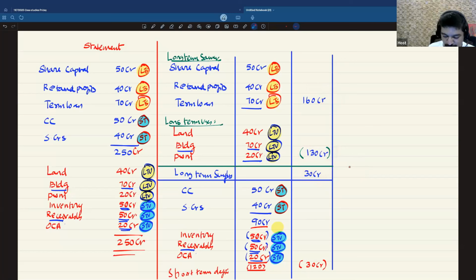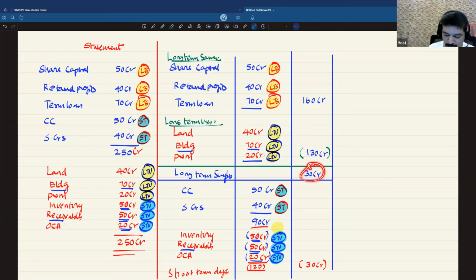For that, if you go deeper into the short-term sources and uses, you will understand their short-term source is 90 crore. Short-term usage is 120 crore. So 90 minus 120, it resulted in a deficit of 30 crore. It means this 30 crore has actually flowed in along with this short-term sources, because you cannot spend money negatively. If you want to spend, you need money.